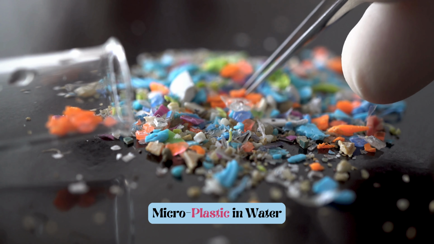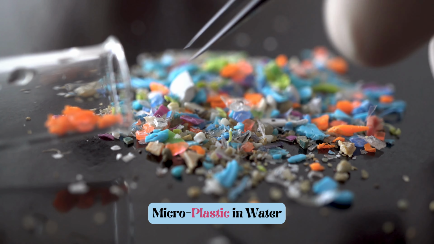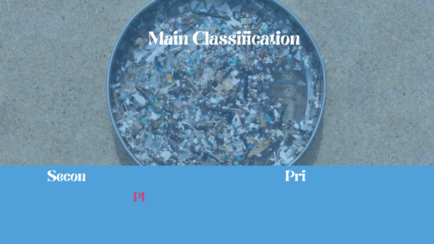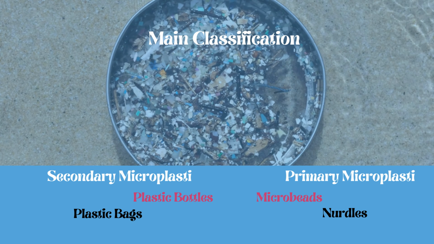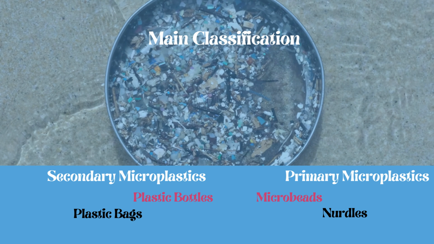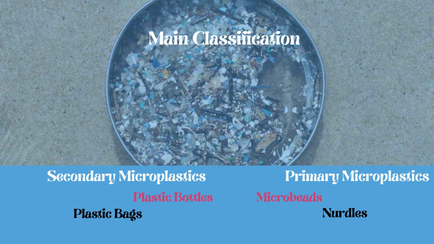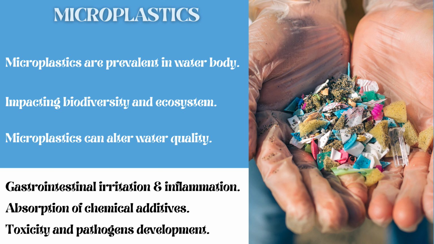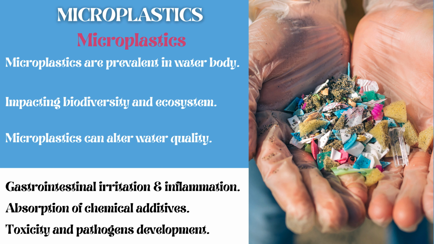Microplastic is our future enemy, the threatening item in our water supply system. Microplastic can be large or small. It is basically divided into primary and secondary items, like plastic bags and microbeads. Microplastic impacts biodiversity and ecosystems and harms our body, as it has risk of toxicity and pathogen development.